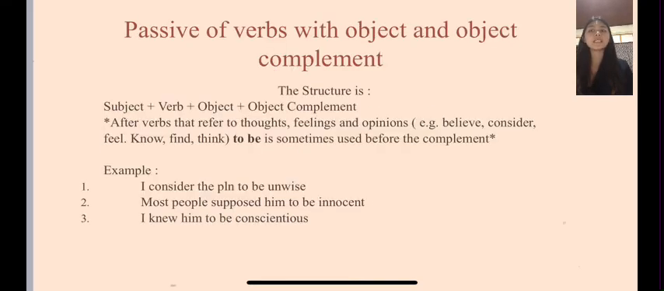Okay, next there are passive of verbs with object and object complement. The structure is subject plus verb plus object plus complement. After verbs that refer to thoughts, feelings, and opinions, like believe, consider, feel, know, find, and think, to be is sometimes used before the complement. For example, I consider the plan to be unwise. 2. Most people supposed him to be inconsistent. And 3. I knew him to be conscientious.